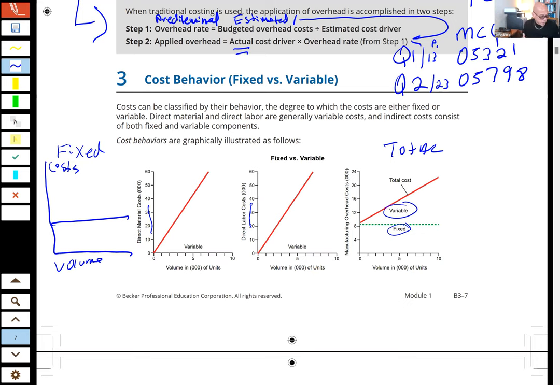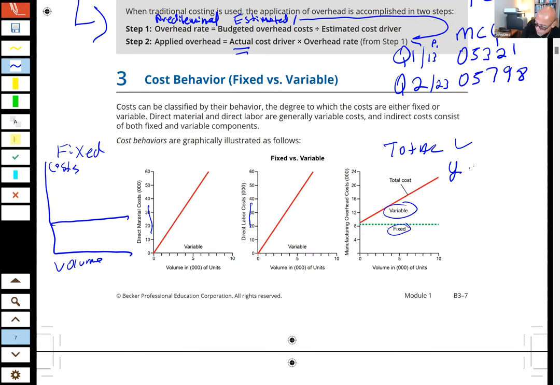Now you look at this and you say, okay, John, why is eighth grade graphing relevant to me to be able to pass the CPA exam? Well, if you look at that graphic there for the total cost, what happens? That is a function that could be described by the formula that you're probably familiar with.